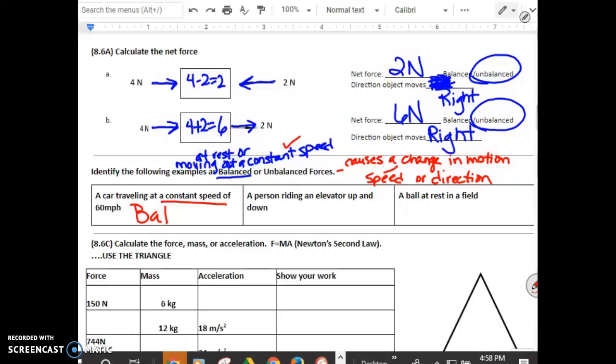A person riding an elevator up and down. In order to ride an elevator up and down, you need to move, you need to stop, and then you need to change direction. So you're not only changing your speed, but you're also changing your direction. So this is a change of speed and direction, so this one is considered unbalanced. A ball at rest in the field. If it is at rest, it is not changing its motion, so it is considered balanced.